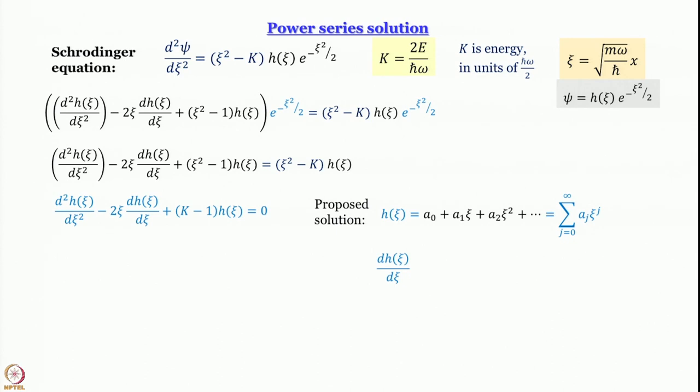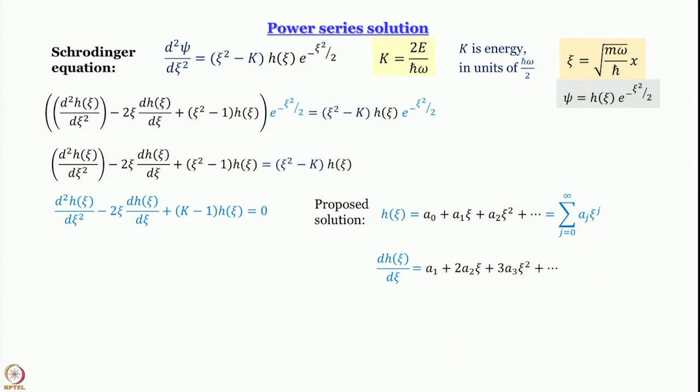Here goes. What is dh d xi? I am not saying dh of xi all the time, right? The way it is written, it means that h is a function of xi. So, what is dh d xi? Differentiate a 0, you get 0. Differentiate a 1 xi, you get a 1. Differentiate a 2 xi square, you get 2 a 2 xi, and so on and so forth. So, the derivative of this power series is also another power series, a 1 plus 2 a 2 xi. Understand how we get 2 a 2 xi? Xi square, differentiate, what do you get? You get 2 xi, right? So, 2 a 2 xi plus 3 a 3 xi square plus so on and so forth. We can write that as a summation as well.